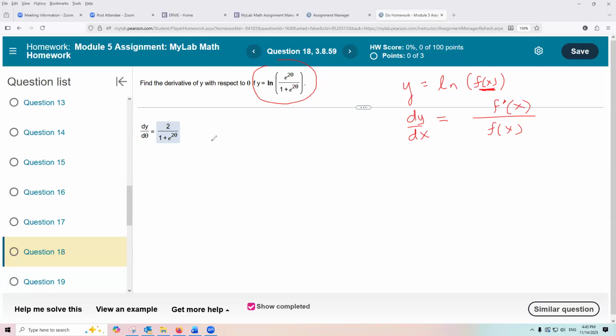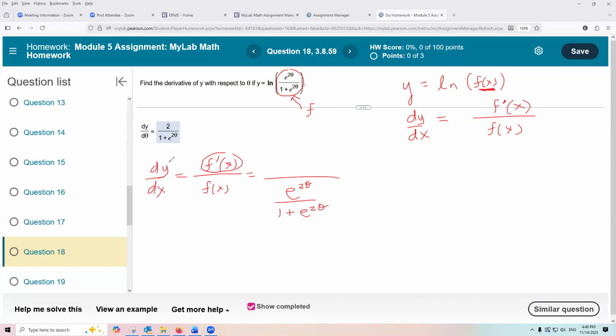All right, so let's set up our example. Here is our function. Let me circle here what we're calling f. We're calling f this function right here. So the way I'm going to set this up is I'm going to put the function on the bottom and its derivative on the top. Well, the bottom is just copying that function as is. So it's going to be e to the 2 theta over 1 plus e to the 2 theta. But let me find f prime, because that's going to be a little tricky.